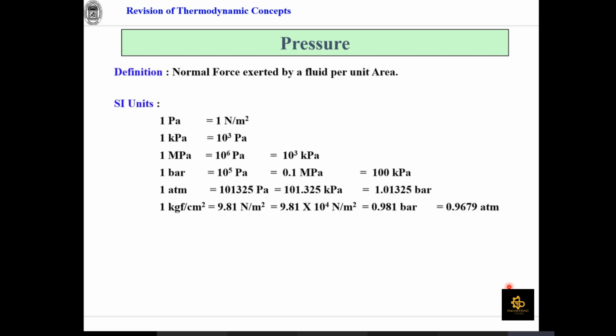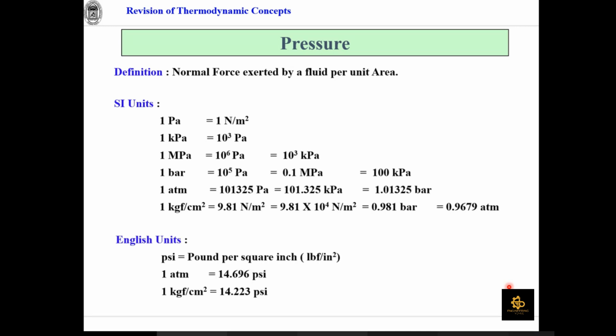I will pass this slide to you after this lecture, and you have to go through it before we start our next lecture in the next days. Then there are English units, that is pounds per square inch. This is also a unit that we have to see in this course. However, most of our examples are based on SI units.